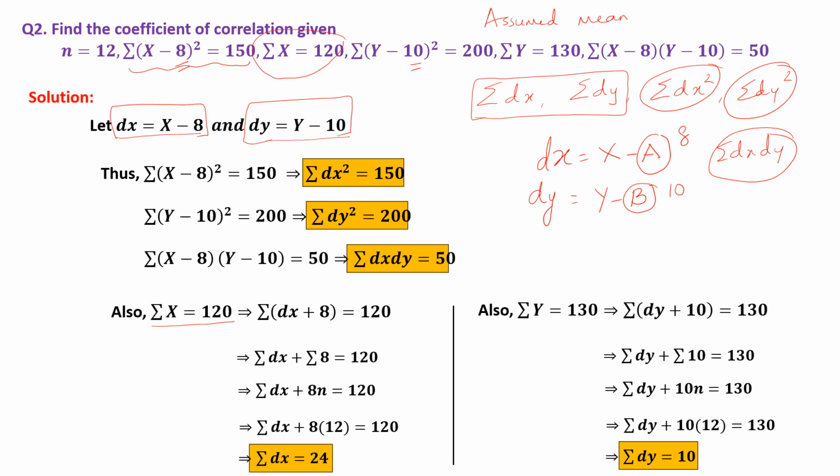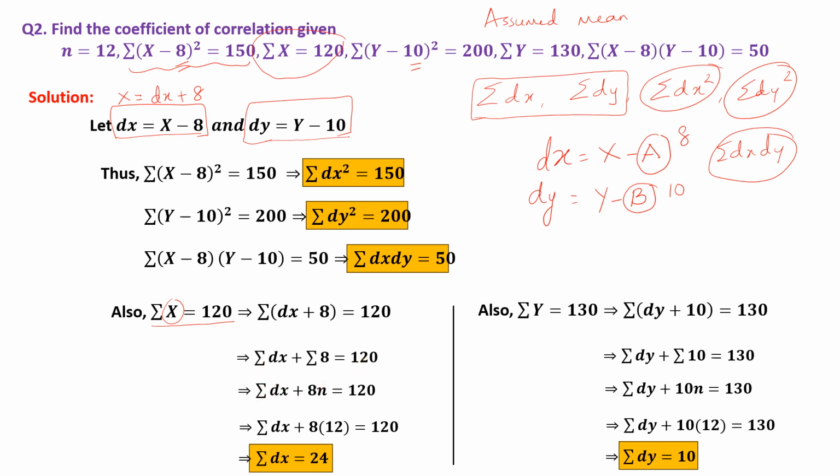If dx is equal to x minus 8, can you all agree that x equal to dx plus 8? Just a simplification. So yes, indeed. So therefore, instead of x, I write it as dx plus 8. So sigma of dx plus 8 is equal to 120. Now, applying the summation to every term in the bracket, it will become sigma dx, that's the first term, plus sigma 8 is equal to 120. So sigma dx is kept as it is.